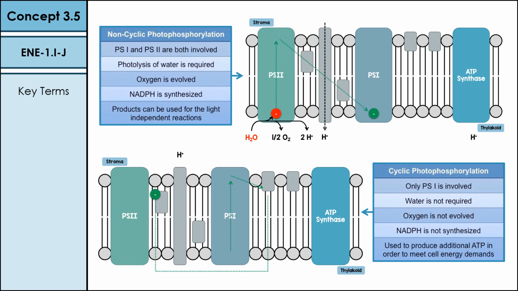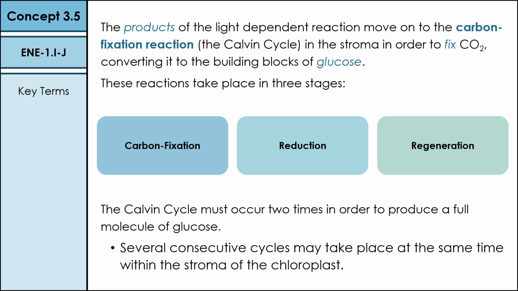But we are not quite finished with photosynthesis. We're only about halfway through. The next piece that we are going to look at will be the Calvin cycle, where we are going to take the NADPH and the ATP produced from our light reactions and use it to make sugar. So the products of our light reaction are what are going to move on to our carbon fixation reaction, also known as the Calvin cycle, also known as the light independent reaction.